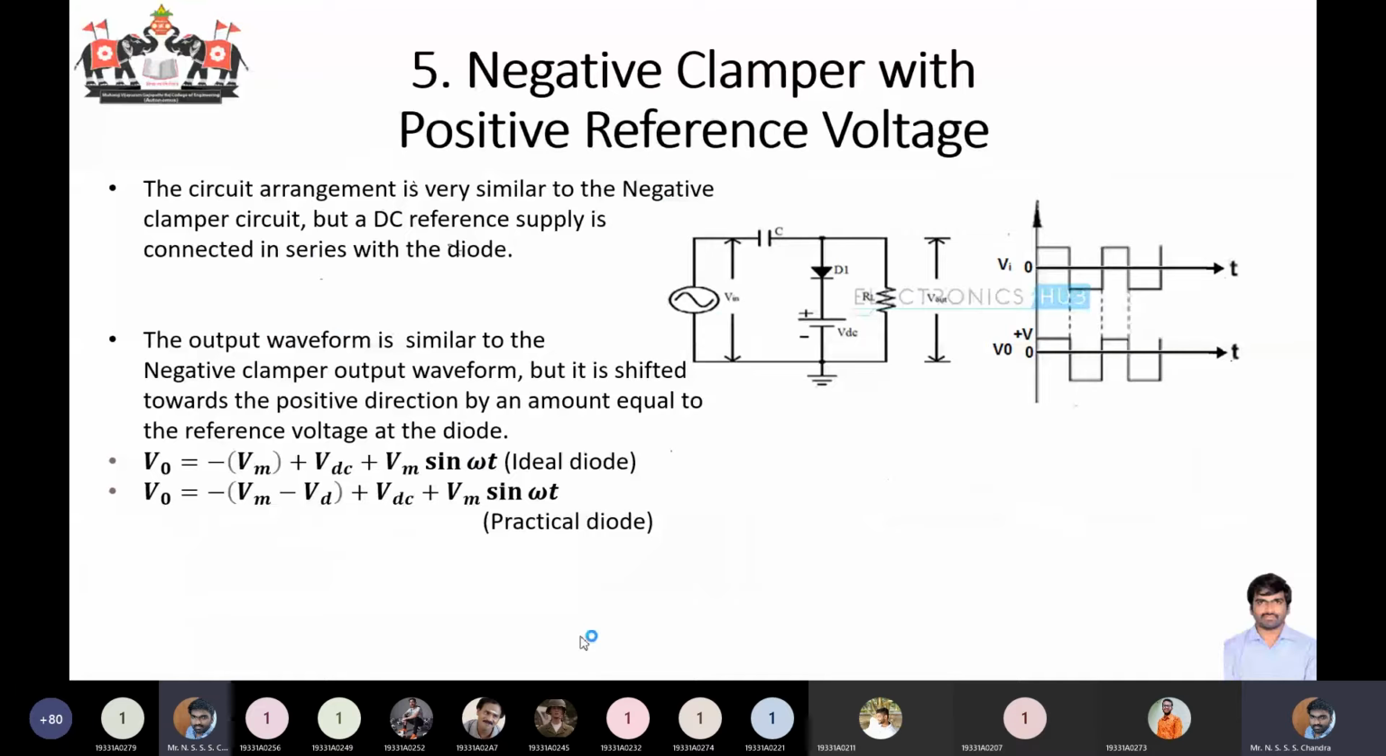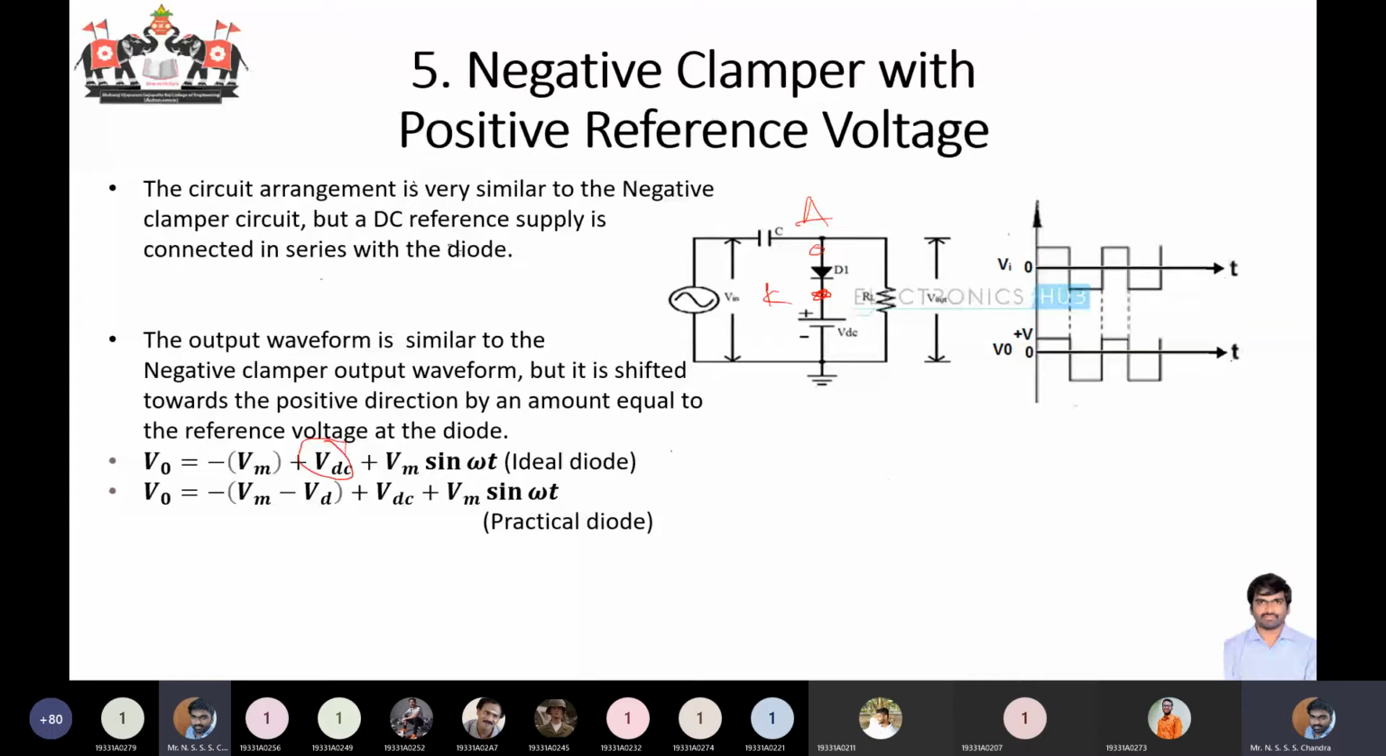So next circuit is negative clamper circuit with a positive reference voltage. Like earlier, we have done for your positive clamper with a positive reference voltage. Here also we are introducing a positive bias voltage towards the cathode of the diode. So this is your cathode, and this is your anode. At the cathode terminal, you are attaching a positive voltage. So what happens? You are adding additional VDC to the circuit.